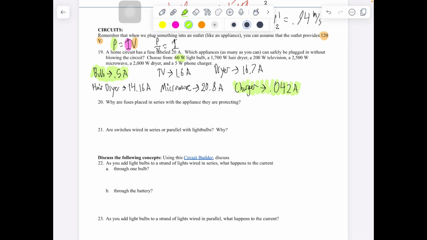Adding 0.5, now at about 0.54 current. Let's add then our TV. Adding 1.6 current, right about 2. Let's add then our hairdryer. This is a big jump up. We're adding about 14.16. So we're still at 16, but now we cannot plug in the dryer or the microwave. That would put us over.